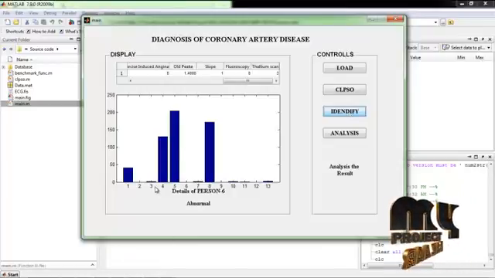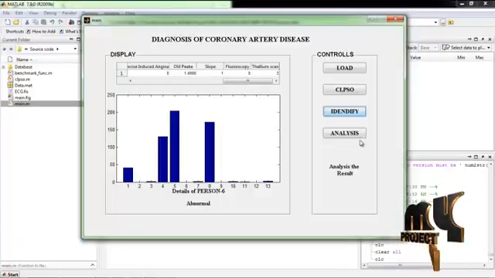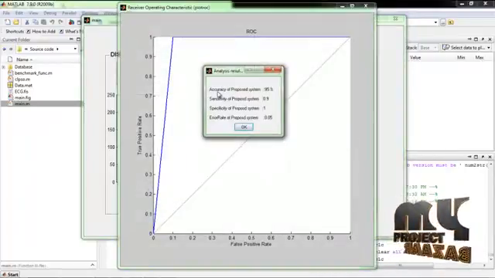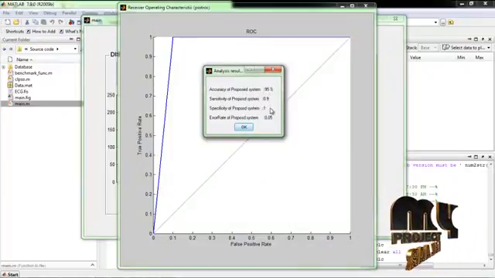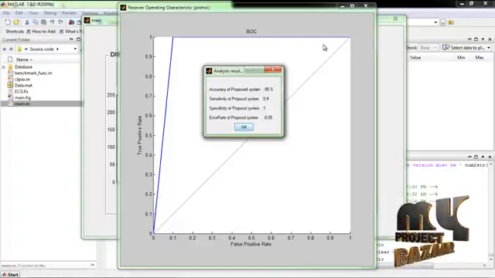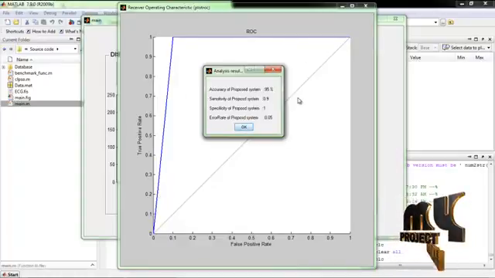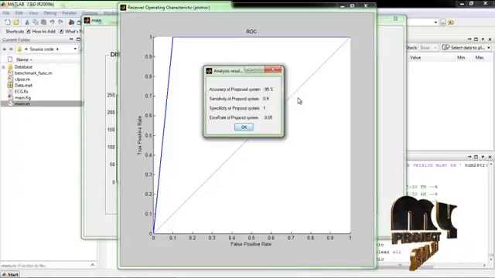It checks our input. This is the abnormal database, so patient 6 has cardiac disease. Then we analyze the result. The accuracy of the proposed system is 95%, the sensitivity is 0.9, the specificity is 1 and the error rate is 0.05. And this is the ROC curve of our proposed system. Our output process improves the accuracy because the CLBSO optimizes our fuzzy rule.